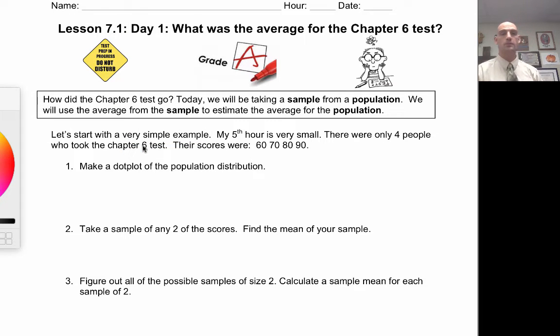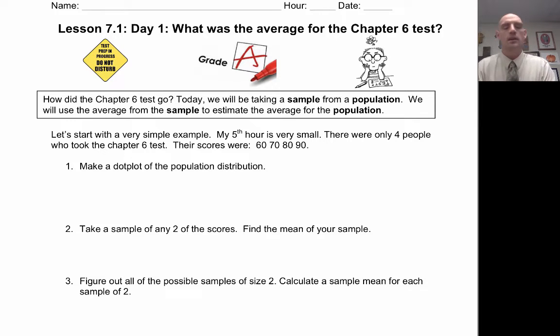Hey, welcome back. Today we're going to talk about lesson 7.1, day 1, and we're going to look at what it means to take a sample of scores from a population and try to figure out what is a reliable sample, and how does a sample mean relate to the mean of the population.